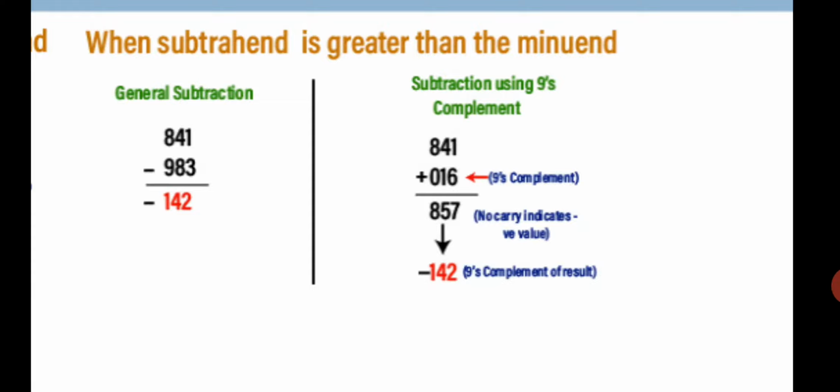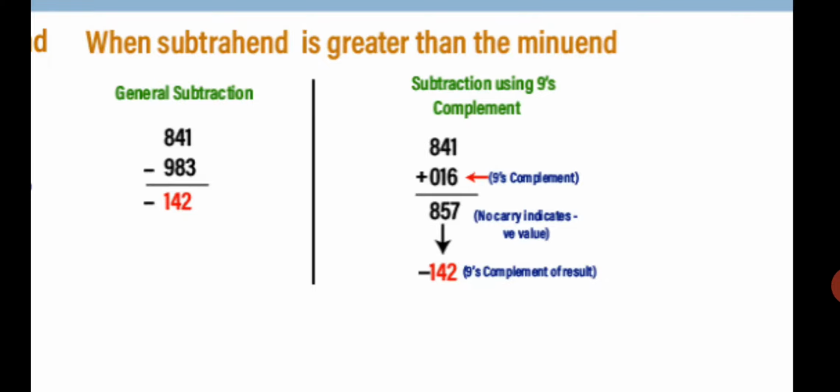Again the same methodology. You are not changing anything. 9 minus 8 is 1, 9 minus 5 is 4, 9 minus 7 is 2. But as there is no carry, by default you have to put a minus symbol because it is a negative number. Always remember, if you don't get the carry, it is by default a negative number. If you get the carry, you have to consider that carry and add that carry to the last 3 positions in case of this example.